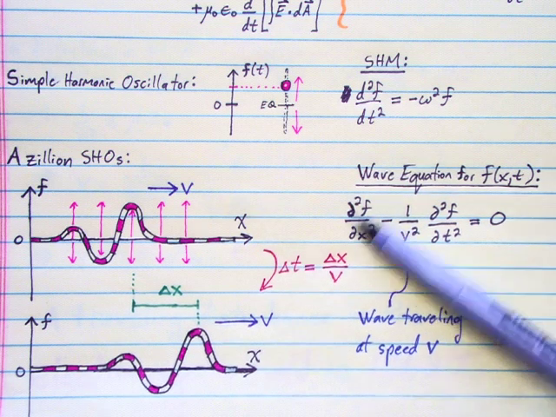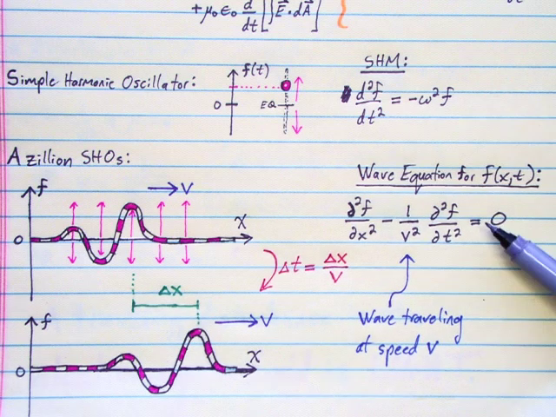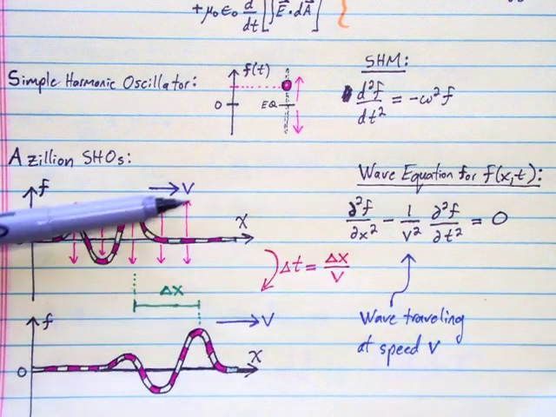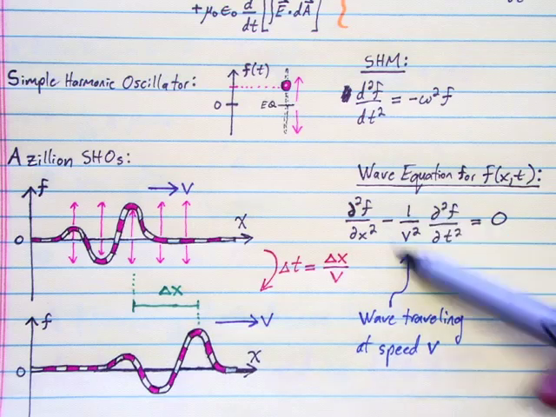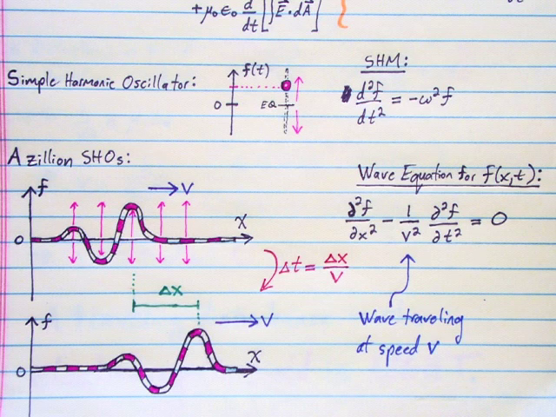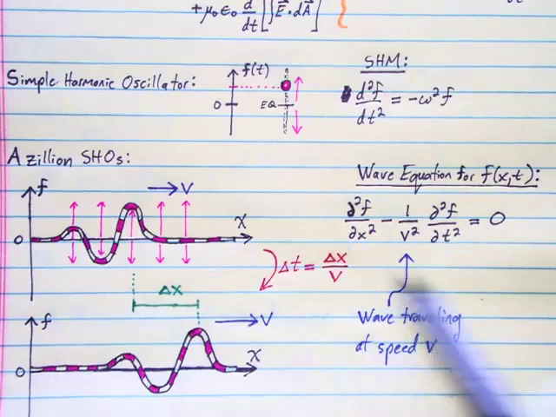If that is equal to some constant times the second time derivative of f, then our solution to this equation will be a wave traveling at a speed v that appears here. This constant is 1 over v squared. V will be the speed of that traveling wave. Okay, I just want you to look at the structure of this equation.